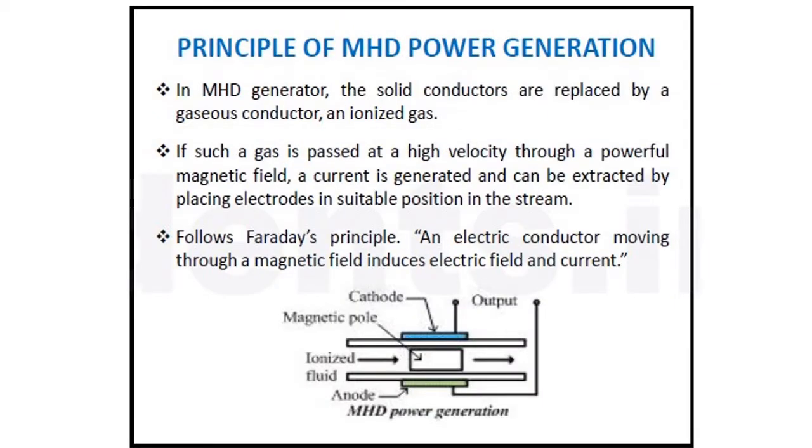The principle of MHD power generation. In an MHD generator, the solid conductors are replaced by a gaseous conductor, an ionized gas. As we discussed earlier, if such a gas is passed at a high velocity through a powerful magnetic field, a current is generated and can be extracted by placing electrodes in a suitable position in the stream. So according to Faraday's law, we are getting the electric current. Here in the figure, the magnetic poles, anode and cathode, and the ionized fluid passing through.